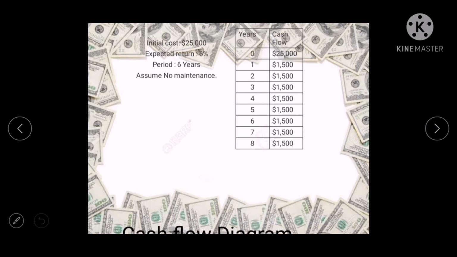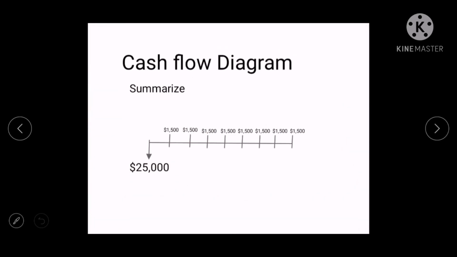So the next step is to summarize using the graphical form, which is the cash flow diagram. So magdodraw tayo ng horizontal line with marks representing per year, and it's all the way to year 8. So ito yung nagawa nating cash flow diagram. Yung expenses na pagbili sa equipment, which is 25,000, every year 6% return, which is 1,500.